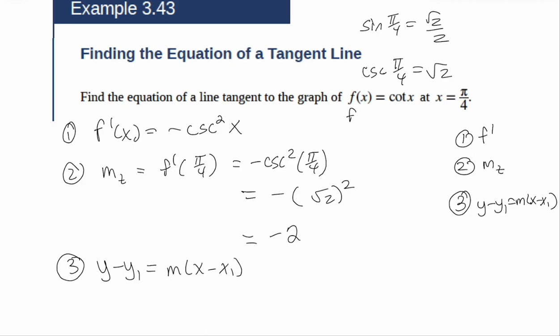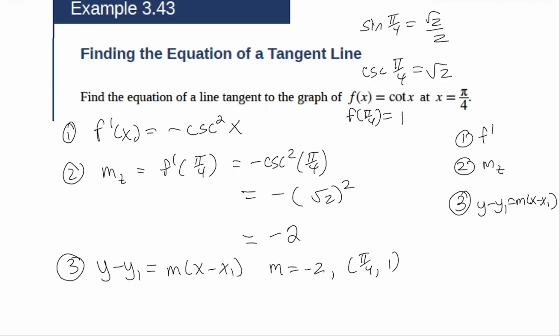So if I plug in pi over 4, the tangent at pi over 4 is square root of 2 over 2 over square root of 2 over 2. It's 1. So if I flip that, what am I going to get? 1. So the point at pi over 4: the x value is pi over 4, the y value is 1. And so we're going to use a slope of negative 2 that we found earlier. We're going to use the point pi over 4, 1.